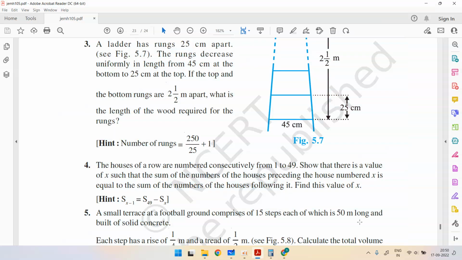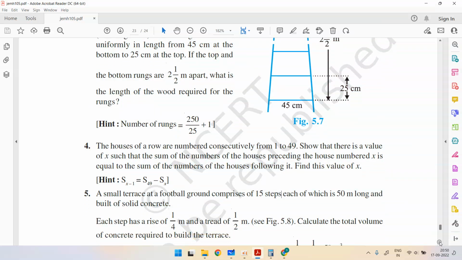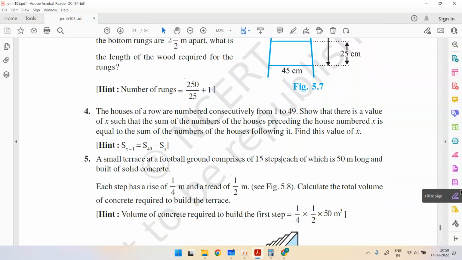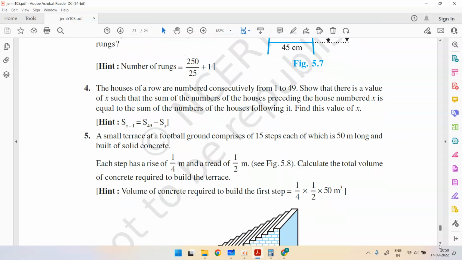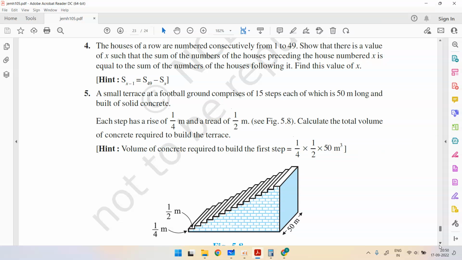Next, a small terrace at a football ground. A small terrace at a football ground comprises 15 steps, each of which is 50 meters long and built of solid concrete. It is also shown here. Each step has a rise of 1 by 4 meters and a tread of 1 by 2 meters, rise and tread. Calculate the total volume of concrete required to build the terrace.